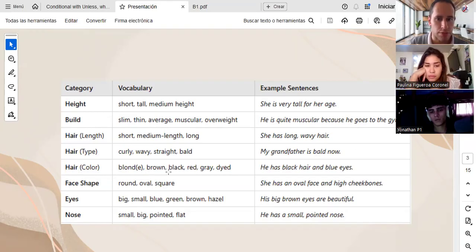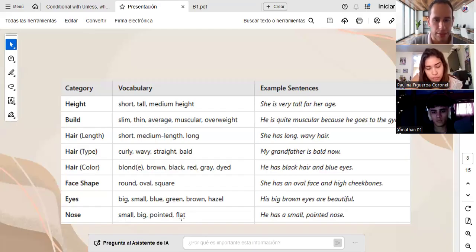Hair color: blonde, brown, black, red, gray, dyed. Dyed es como tinturado. So he has dyed hair and blue eyes. Okay, face shape: round, oval, como redonda, and square, cuadrada. She has an oval face and high cheekbones. Eyes: big, small, blue, green, brown, hazel. Hazel is kind of green, more or less, something like that. His big brown eyes, beautiful. Nose: small, big, pointed, flat. He has a small, pointed nose.